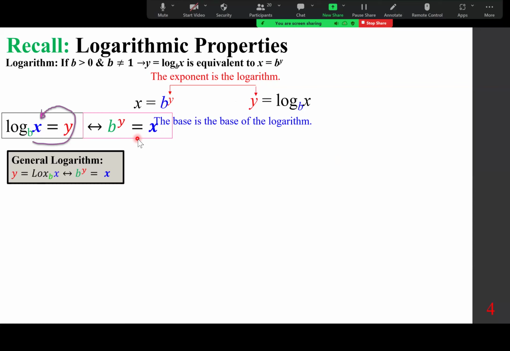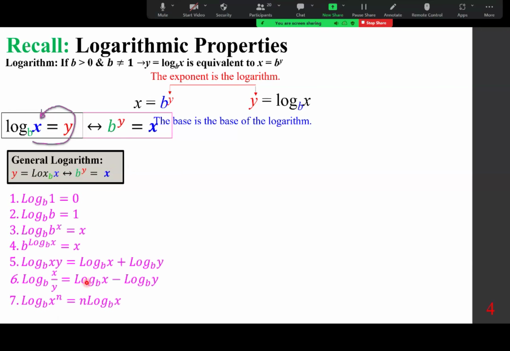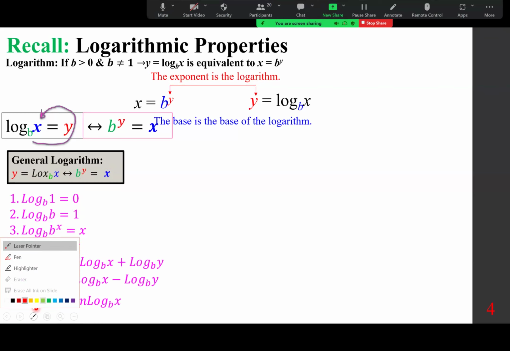For example, in the case of a general log, where we have the base as a or b, just anything that you establish, y equals log x base b, that means b to the power of y equals x. It gives us those properties. I have put them in a numerical order so we can go back and forth. Log 1 base b is 0, log b base b is 1, log of b to the power of x base b equals x. All of those three properties just follow the arrow.